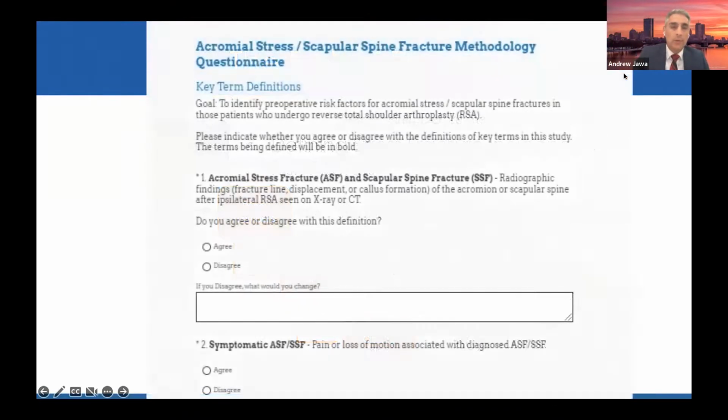So let's go through an example. The very first survey that was sent out has a lot of words here, but I'll read it. Acromial stress fracture, scapular spine fracture, defined as, and I just came up with this definition and we go from there, radiographic findings, fracture line, displacement or callus of the acromion or scapular spine after ipsilateral RSA on X-ray or CT.